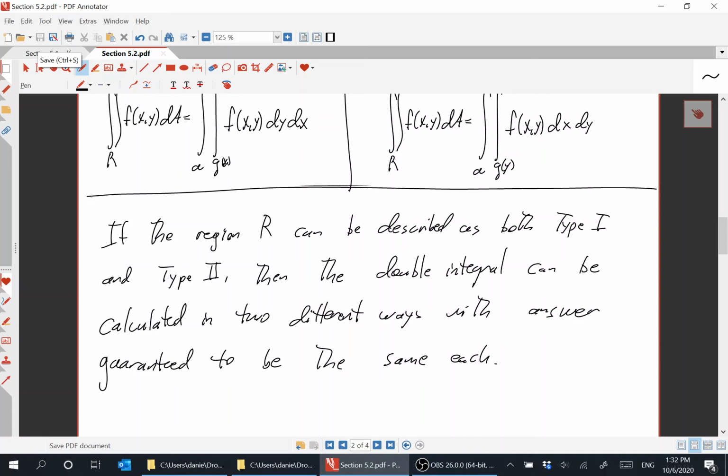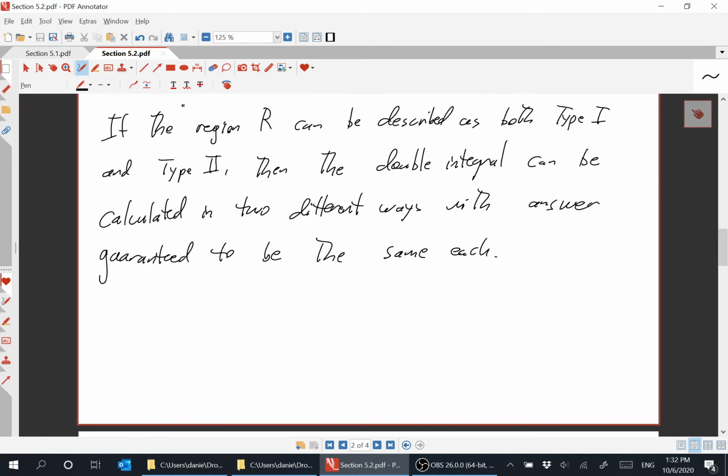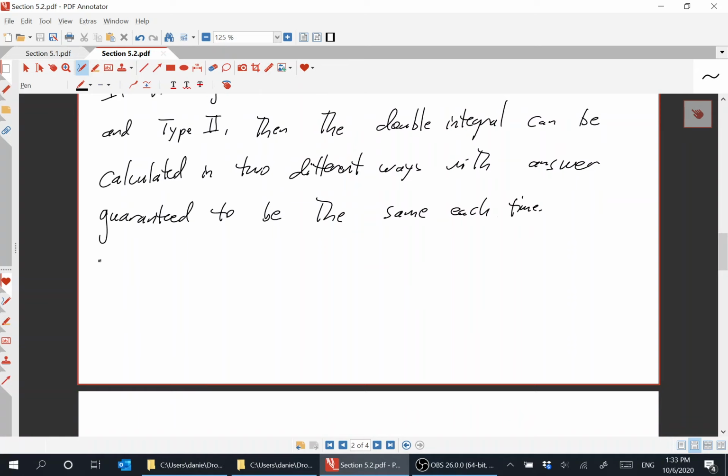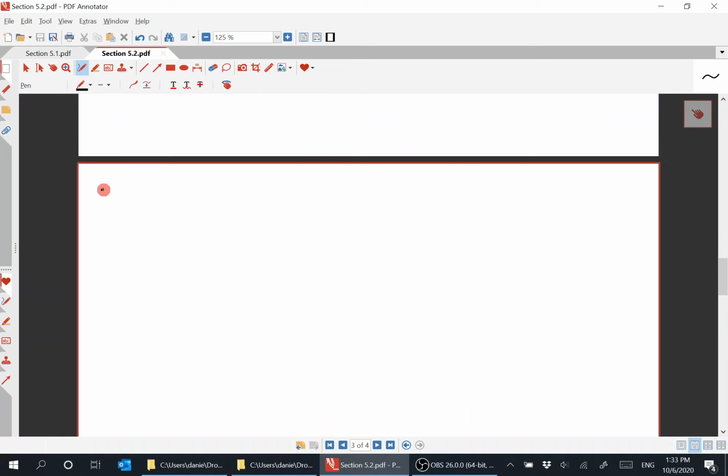But here it's got more interest. Here you can have two ways to calculate it, but maybe one way is a lot easier than the other way, or maybe one way is not even possible. So let's take an example to show that.